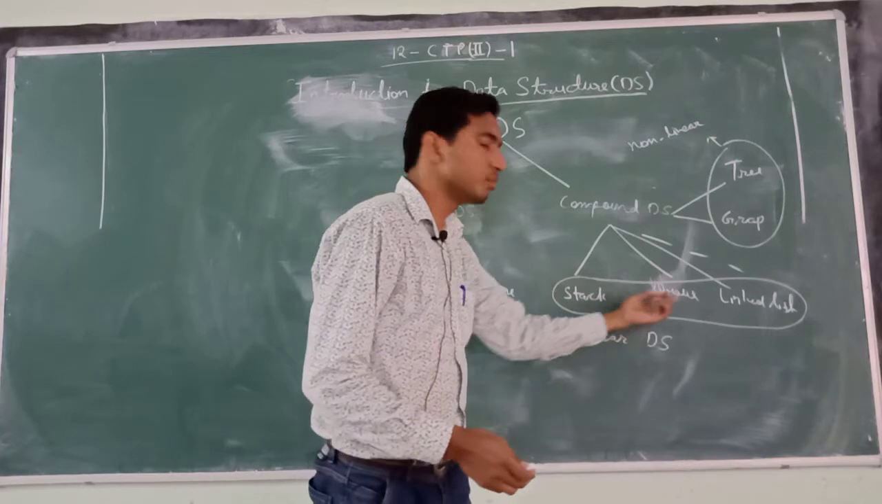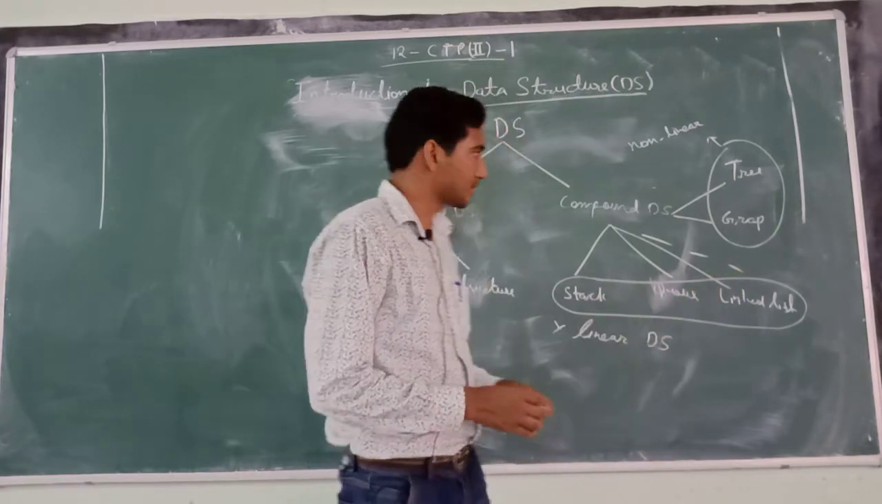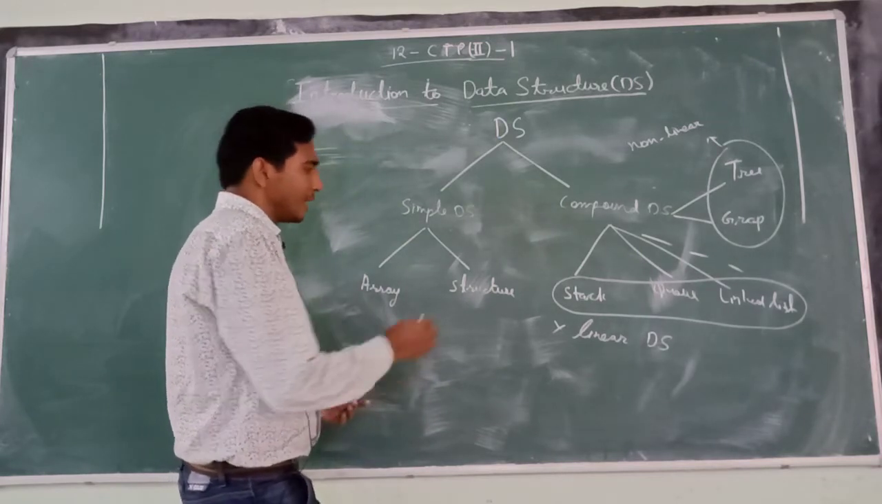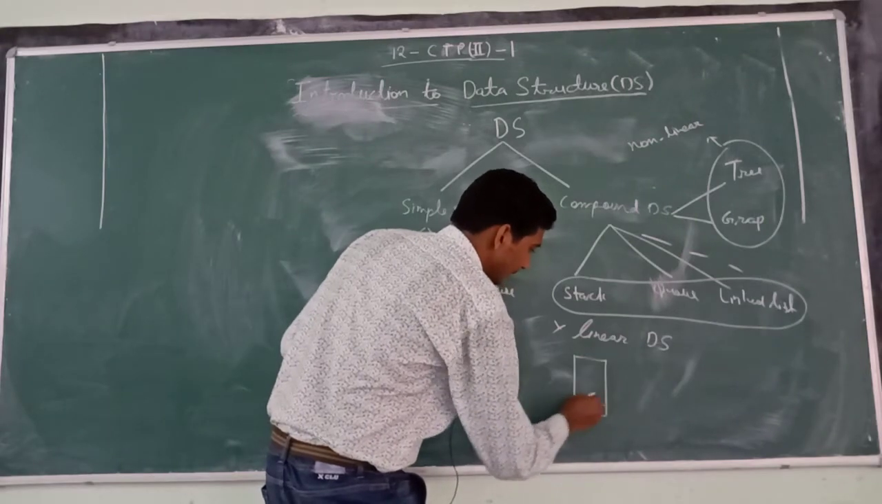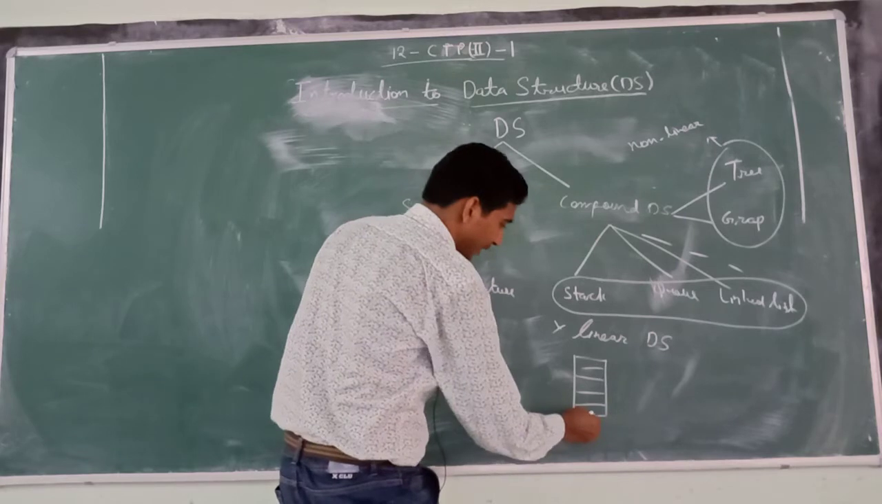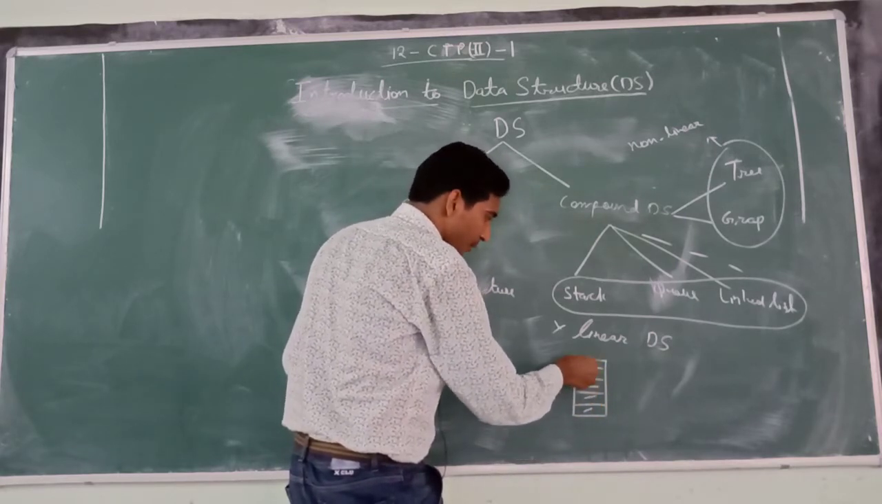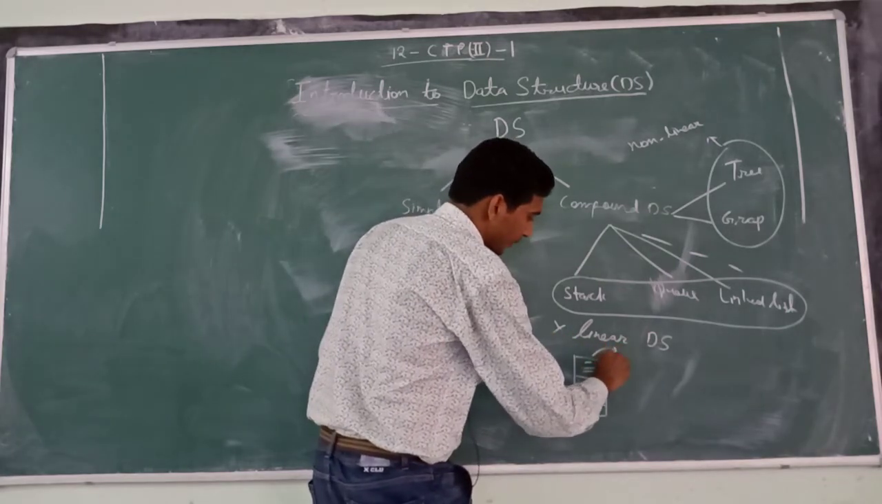And when we move to the chapters, then we will see what stack, queue and linked list are. Let me give you one example. A stack might be stored like this, one over the other. If some item comes into a stack, it will come here, then another will come on top of that. And when an item is removed, it will go from the top.